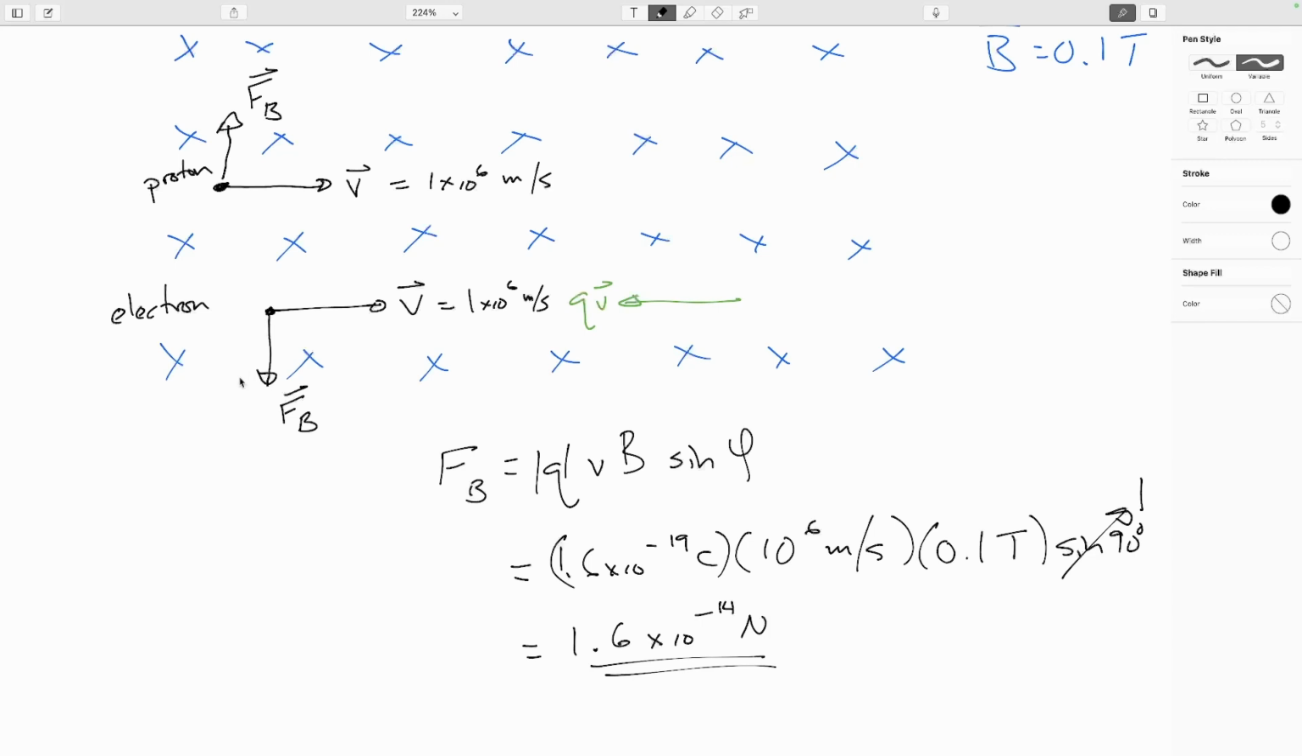Now, the magnitude of the acceleration will differ greatly. By Newton's second law, F equals ma, the forces may be the same, but the proton is 2,000 times more massive than the electron. So that means that the electron's acceleration will be 2,000 times greater than the proton's as a result.